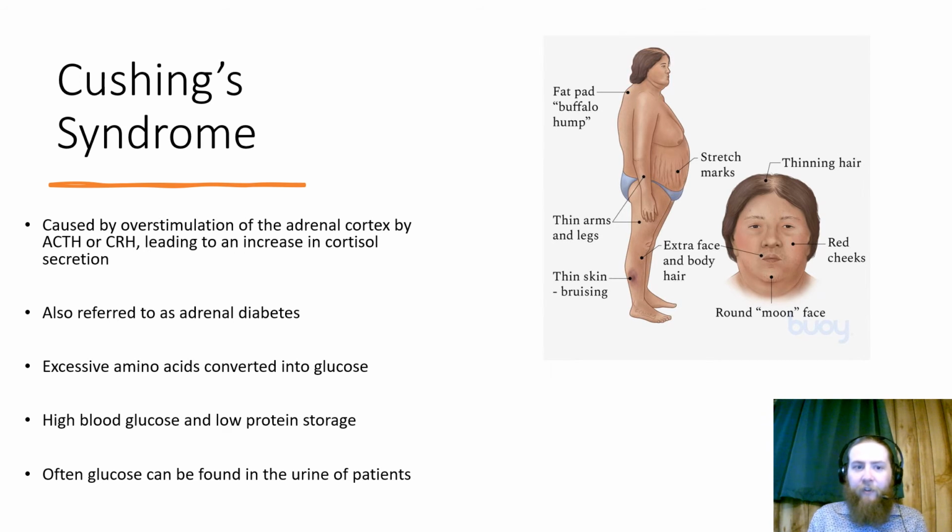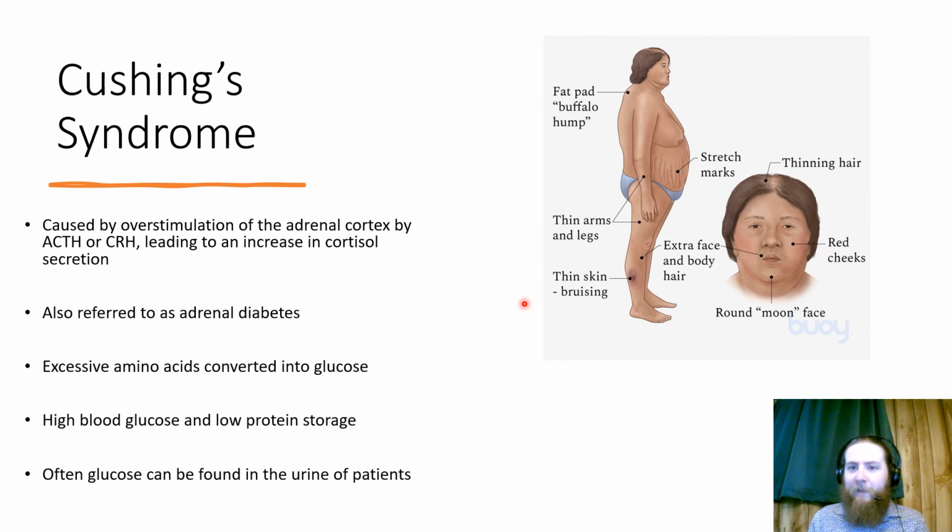What's happening here is there's an excessive amount of amino acids being converted to glucose. This glucose is in the bloodstream now. It's too much for the kidneys to filter out, so it ends up in the urine. So we end up with high blood glucose and low protein storage as these excessive amino acids are being broken down.